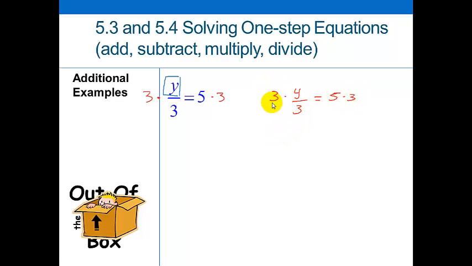Whenever you're multiplying a whole number by what you would consider a fraction, you can think about this 3 being canceled out with this 3 here. So it's being divided into 1, because 3 divided by 3 is 1. So the y is going to be left, and that's going to be 15. Let me do a check on this solution. Is 15 divided by 3 5? Yep, that's a check.